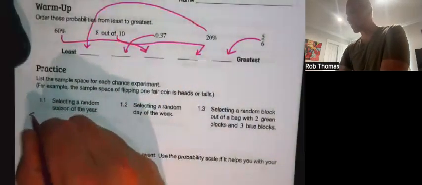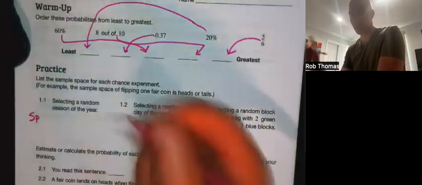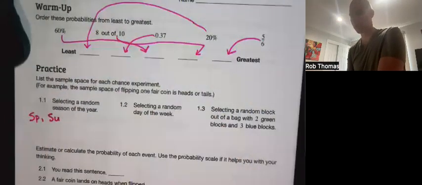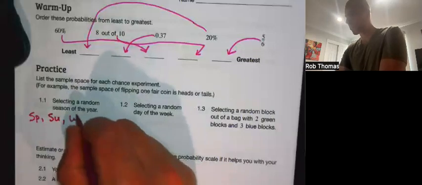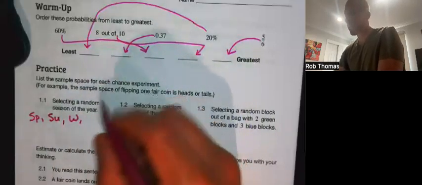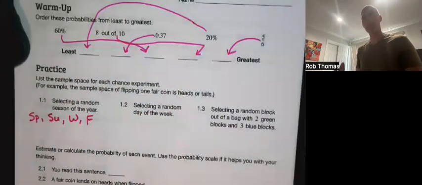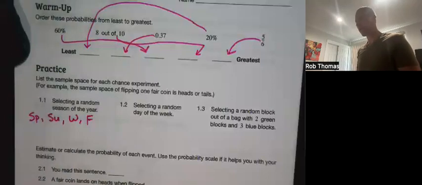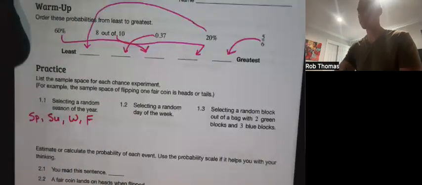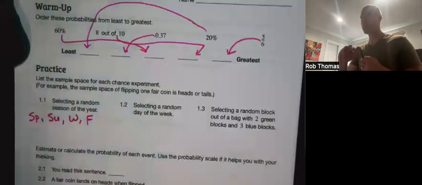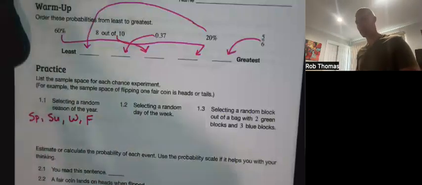So how about we can go SP for spring. I don't want to just use S because we got summer to think about too, right? So spring, SU for summer, W for winter, and F for fall, or A for autumn, if you prefer to call it autumn. I use F for fall. There you go. There's your sample space, the 4 things you could possibly get if you were choosing a random season. Now, the sample space isn't 4. Don't write the number 4. You could say the size or the cardinality, if you want to use a fancy word, of the sample space is 4 because there's 4 things in it. But the sample space itself isn't the number 4. It's the list of the things.